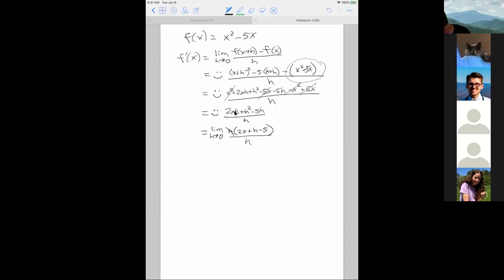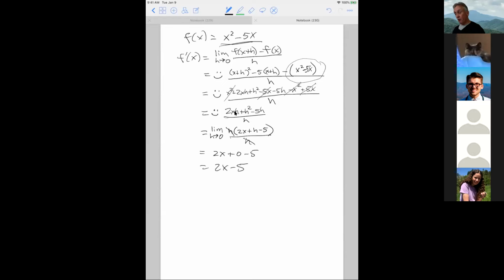Now the h's cancel. Therefore, I'm going to go on to the last step here and say, I'm going to plug in 0 for h here. So the limit as h goes to 0 of this is equal to 2x plus 0 minus 5, which is 2x minus 5. Okay, and notice shortcut mode up here.